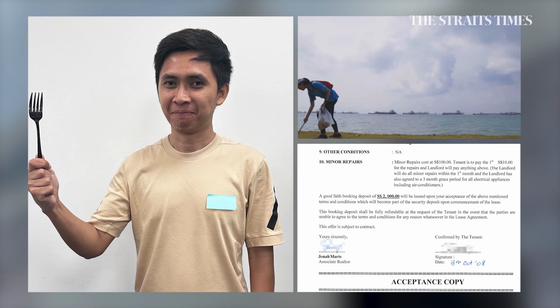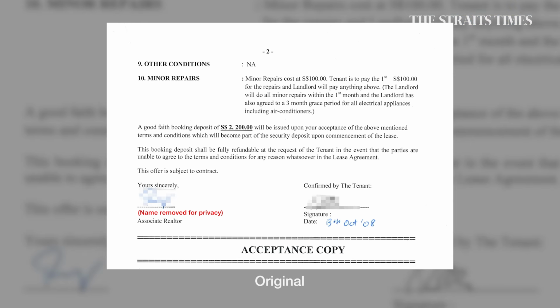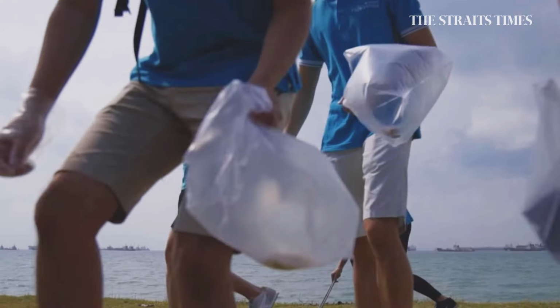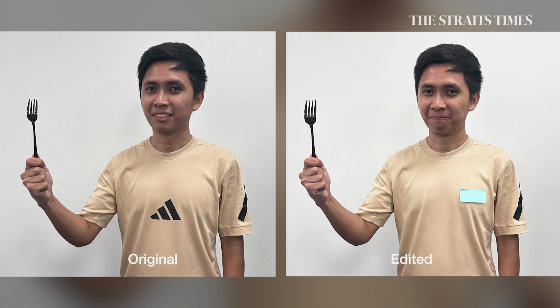Spoiler, they have. 1. A contract where we've changed a couple of numbers and signatures. 2. A video where we've changed the format a bunch of times. 3. This photo. Can you tell what we've done to it?